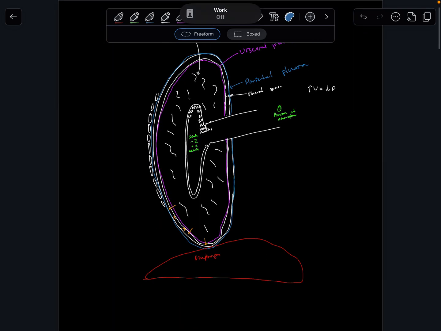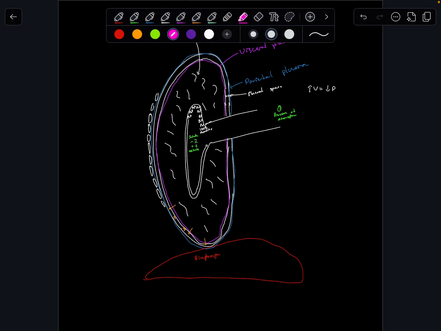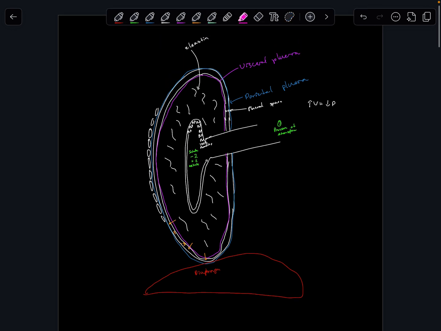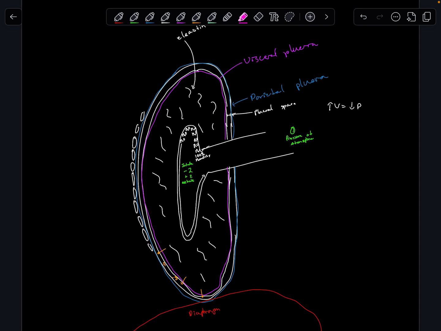Alrighty, in today's video, we'll be discussing the lungs. So we're just going to talk about the layers of the lungs and the pressures associated with them. So here we have the visceral pleura and the parietal pleura.